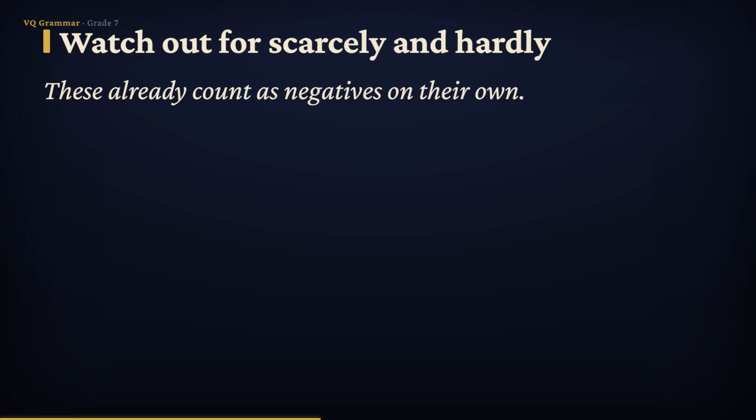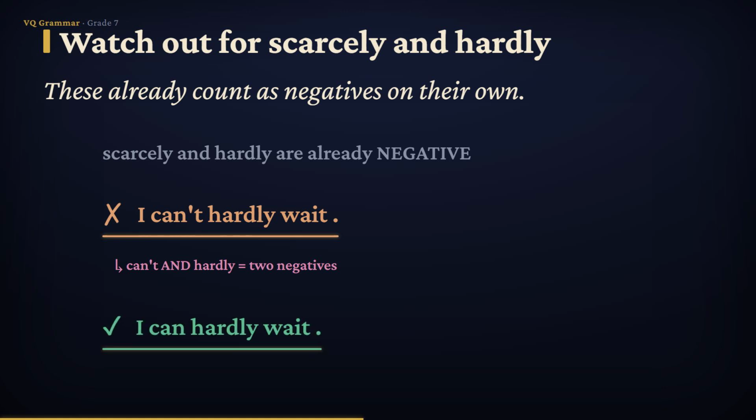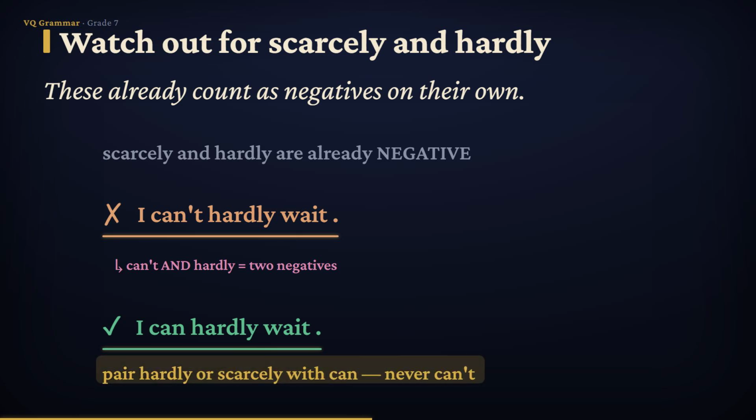Now for the trap that catches almost everyone. Remember those two sneaky words, scarcely and hardly? Because they already mean almost none, they already count as negatives all on their own. So watch what goes wrong here. I can't hardly wait. The word can't is a negative, and hardly is a negative too, so that's secretly a double negative. The fix is to drop the extra one. I can hardly wait. Just hardly, no can't. So pair hardly or scarcely with can, never with can't.